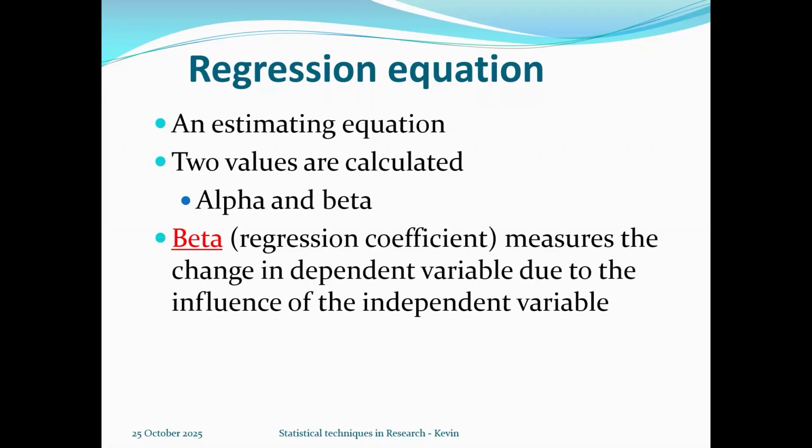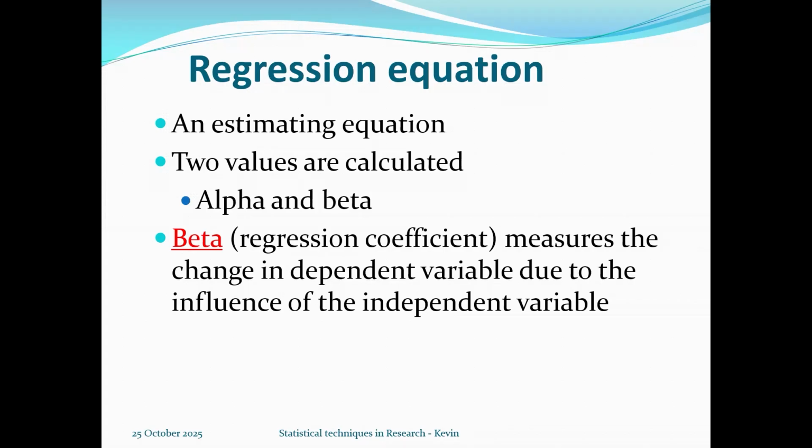Beta is called the regression coefficient. That is the real regression value. What does it measure? It measures the change in the dependent variable due to the influence of the independent variable.